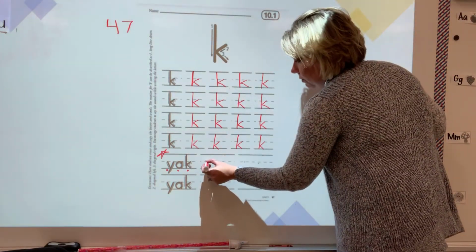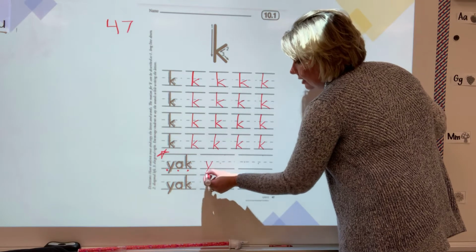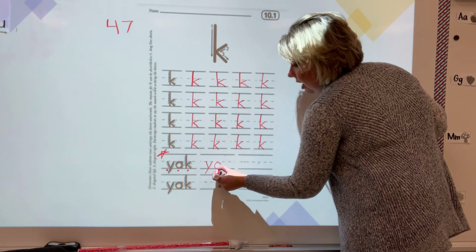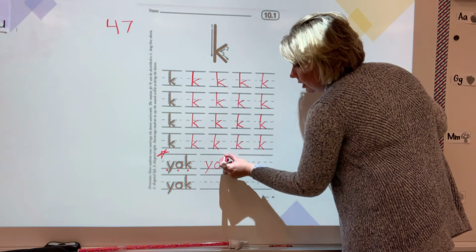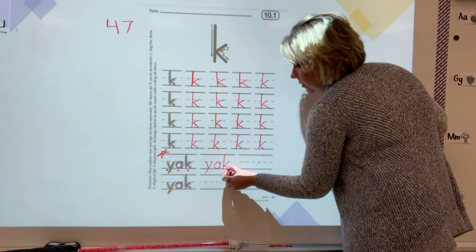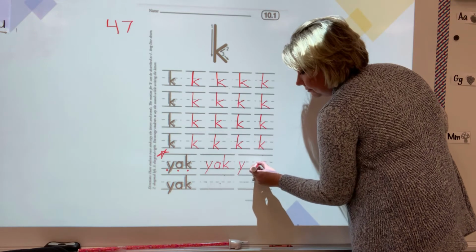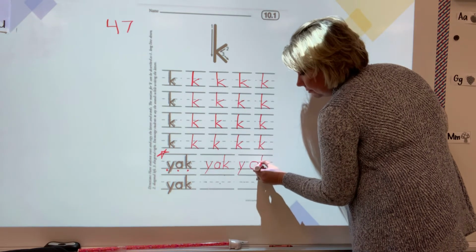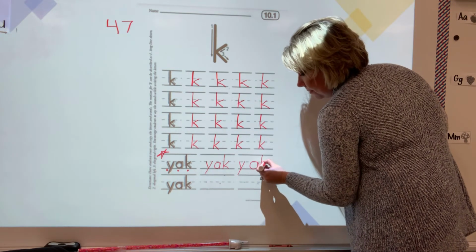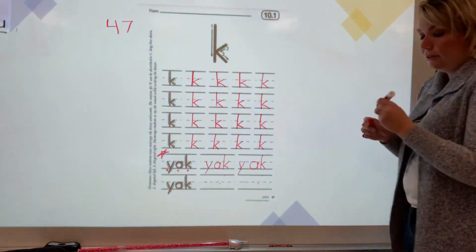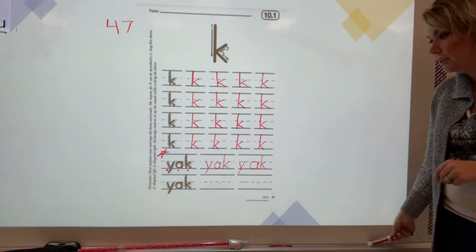We're going to trace that word yak. Use your dots to help you know where to start. And then you're going to write it all by yourself. Oops. Go ahead and write that word 4 different times.